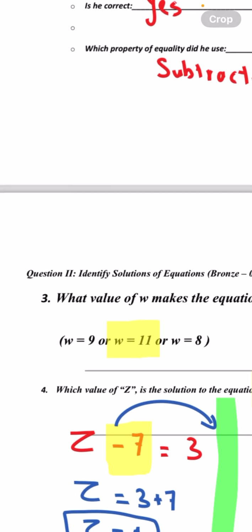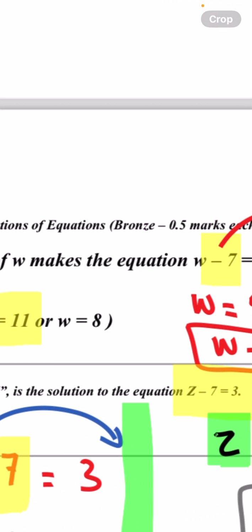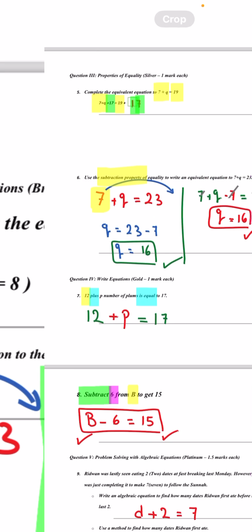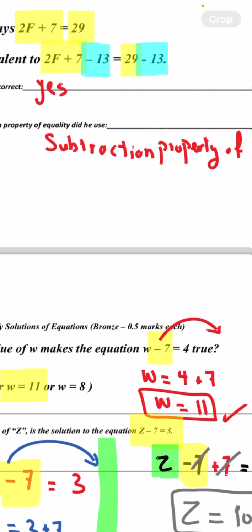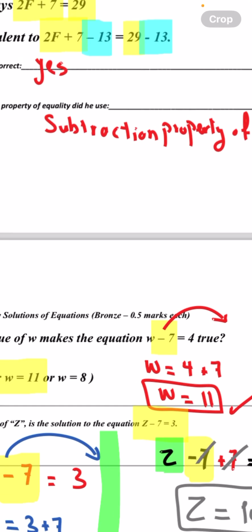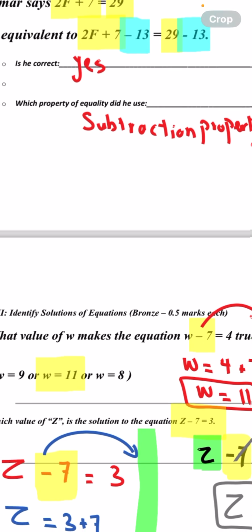Number 4: which value of z is the solution to the equation z minus 7 equals 3? So here it's a subtraction equation, so we add. Here w minus 7 equals 4, so we add 7 to both sides to leave w alone. If you add 7 to both sides, or we transfer 7 to the other side, it becomes 7 plus 4, which is 11. So the answer is 11.